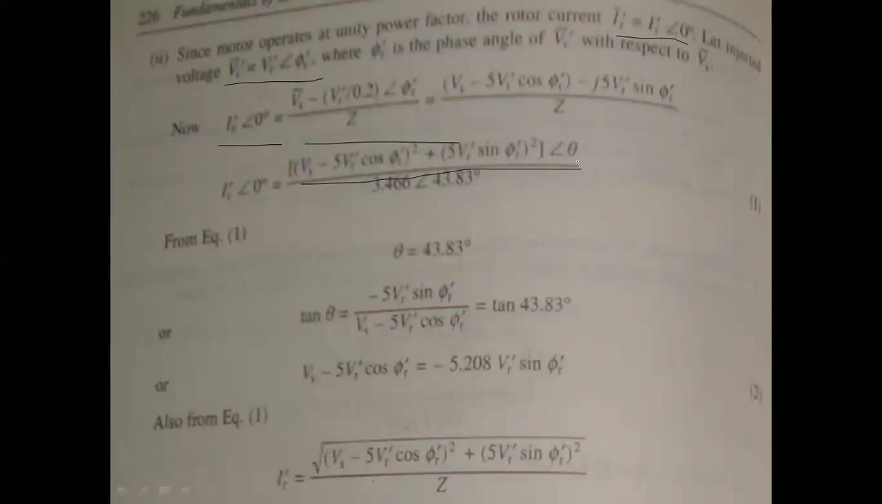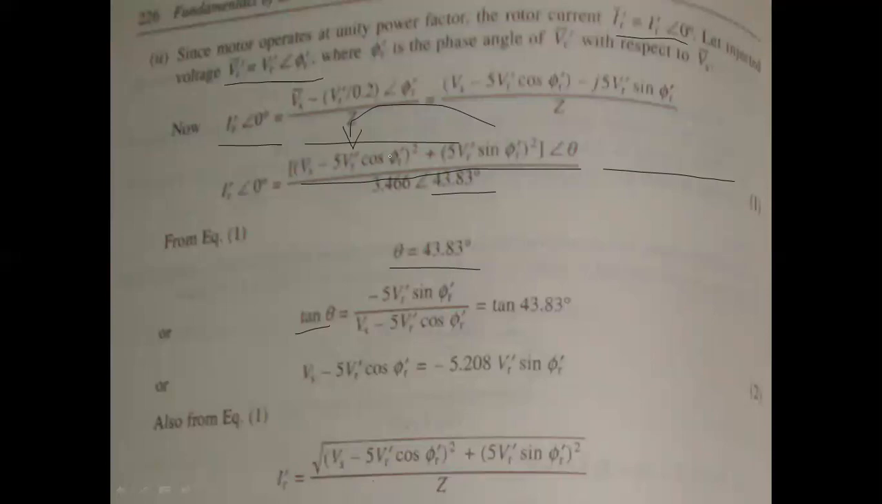Okay, so from equation 1, we have assumed theta is equal to 43.83, right? Here theta is equal to 43.83. So we know the formula tan theta is equal to minus 5VR sin phi r, by, actually sin by cos, here I am writing sin by cos. Okay, so that becomes tan. So sin by cos value: 5VR dash sin phi r by Vs minus 5VR dash cos phi r. So that it becomes tan theta. This value by this value becomes tan theta, right?